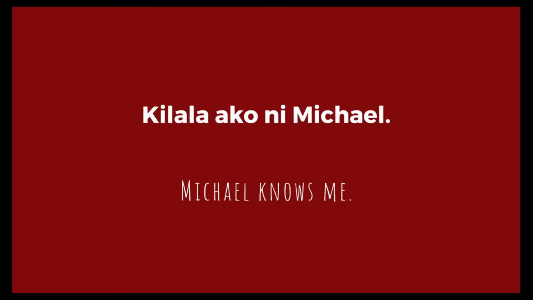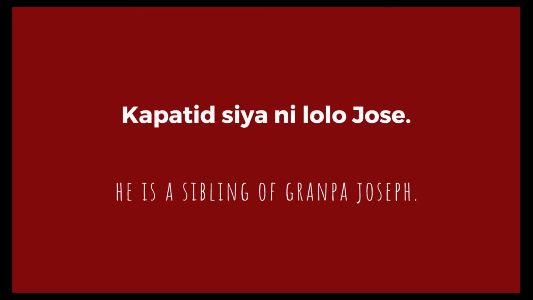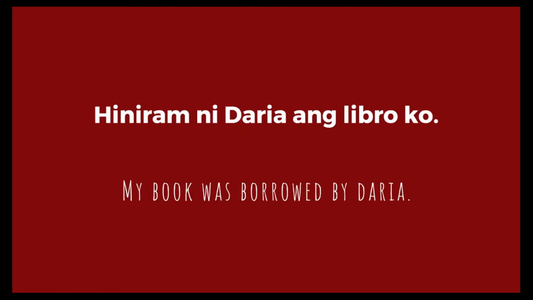We have the first one, ni. So the first sentence is kilala ako ni Michael. Michael knows me. Kinain ni Dora ang tinapay ko. My bread was eaten by Dora. Kapatid siya ni Lolo Jose. He is a sibling of Grandpa Joseph. Hiniram ni Daria ang libro ko. My book was borrowed by Daria.